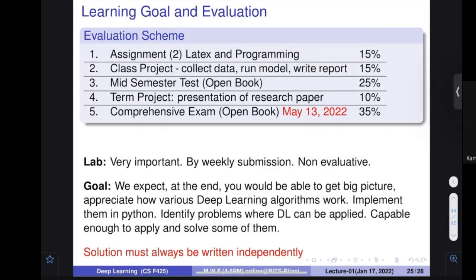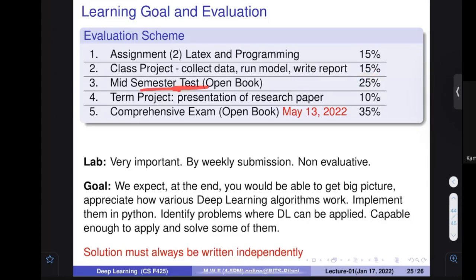This is what we are going to see, the different components. As I told you, this course is going to be heavy, because it should be heavy, otherwise it would lose its importance in this particular domain. A lot of experiments, a lot of progress has been made that I have to bring in front of you. There will be two assignments, one on LaTeX and another a programming assignment related to the lab, and it is going to have a 15% component. There will be a class project where you would be collecting the data, running the model, and writing a report, and it is going to be up to 15%.